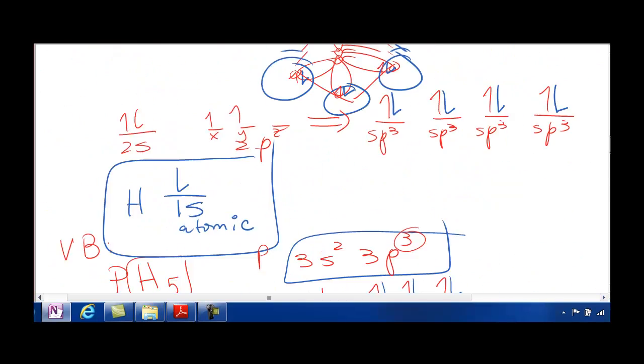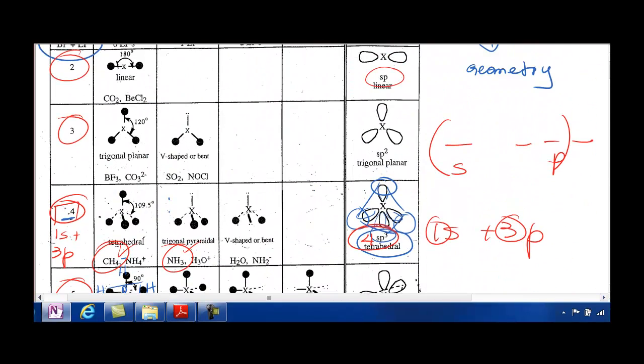Okay, so you go back to your chart, which by now should be in your head. A count of 3. What we got for BF3 or for carbonate. Carbonate, you had a double, a single, single. Or SO2, which was a V shape. We're all count of 3. 1s, 2p's gives you 3 sp2s.